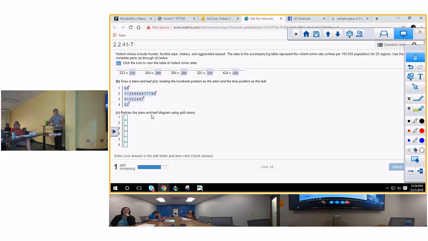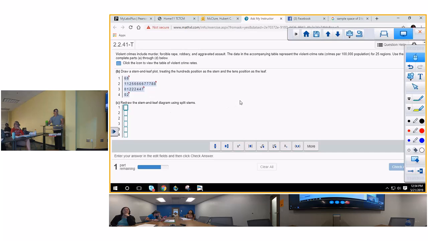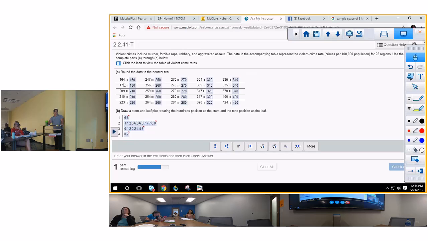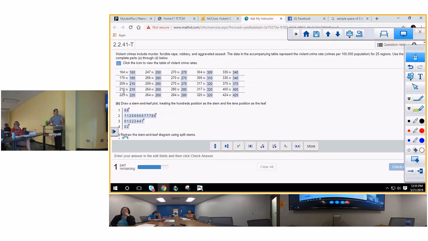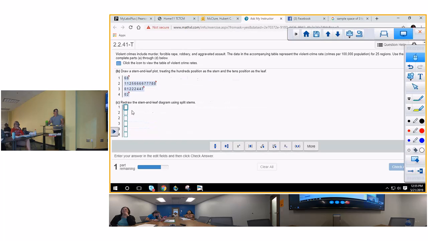Now redraw the stem leaf using split stems. They must be talking about here. I'm afraid I don't understand what they want here. Unless they want the actual numbers. Let me see what they're wanting. Because I don't know what the split stem is unless they're wanting you to break it down even further. I can tell you what they're wanting.